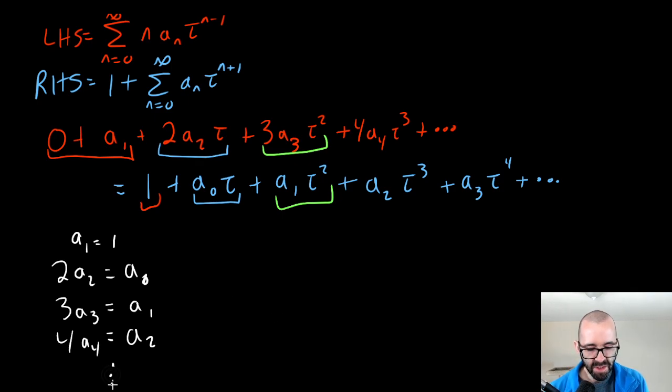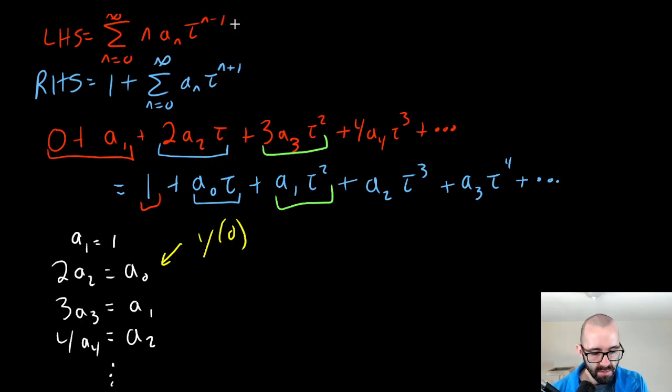Now, something really cool is about to happen. We know a sub 1. A sub 0, we actually do know. My claim is that we actually do know a sub 0. And my claim is that this is actually our initial condition.